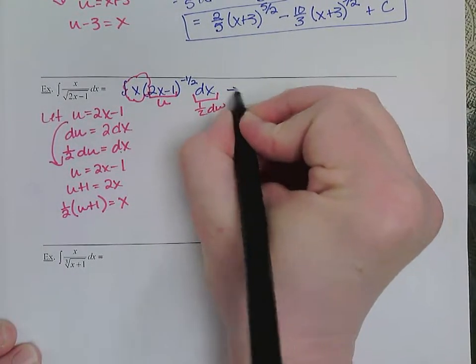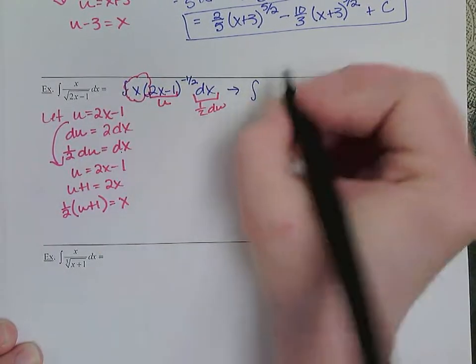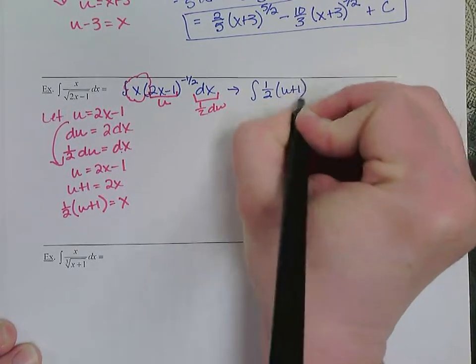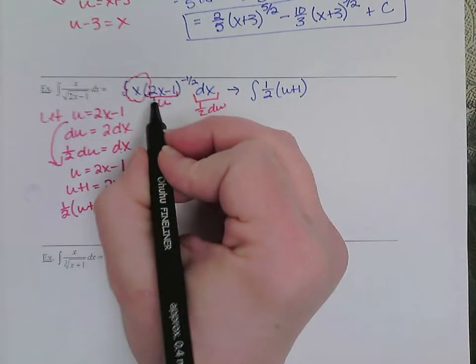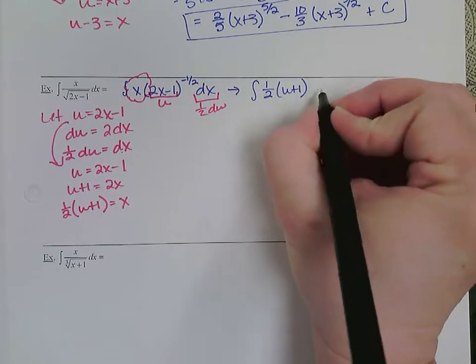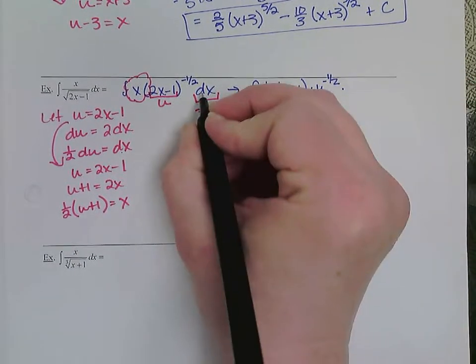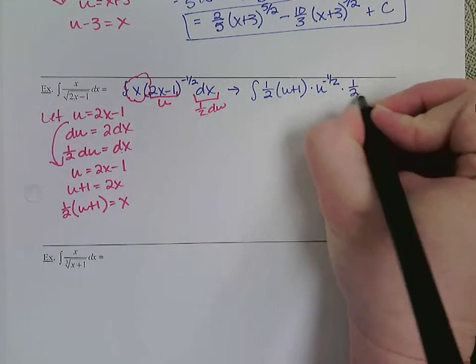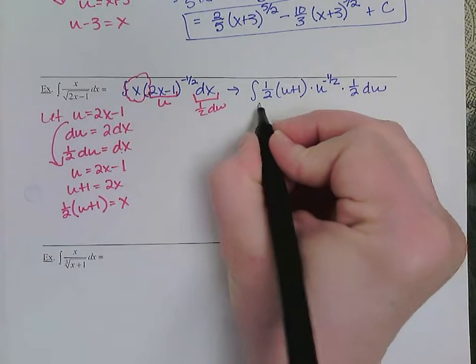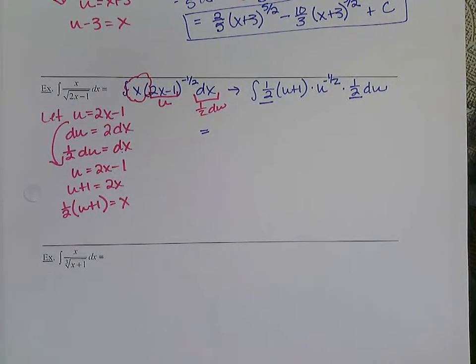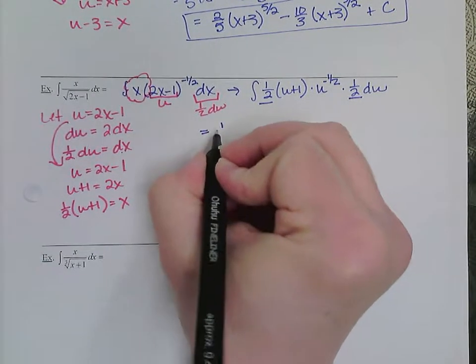So I have x, which is 1/2 (u plus 1), 2x minus 1 to the -1/2, which is u to the -1/2, and dx, which is 1/2 du. I have 2 constant multiples, so I'm going to go ahead and pull them out. 1/2 times 1/2 gives me 1/4.